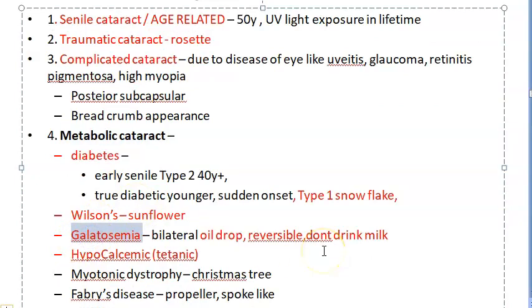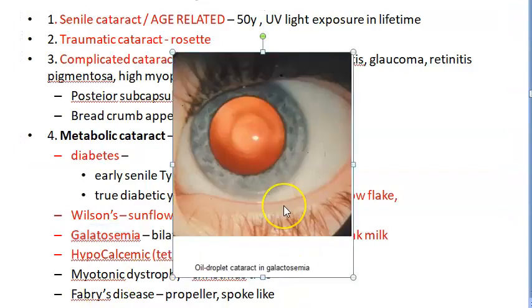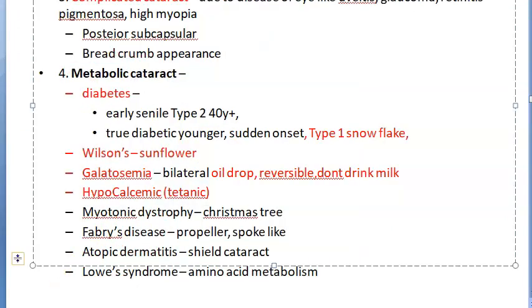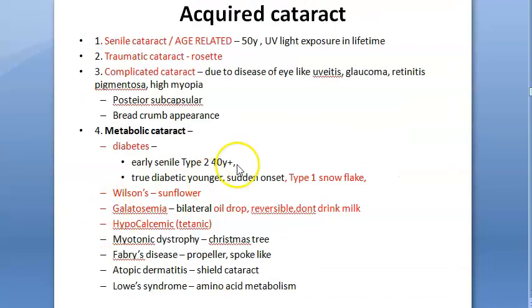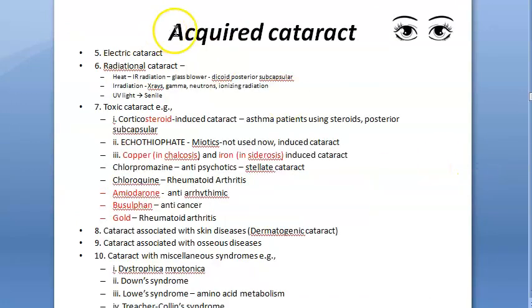Metabolic cataract you can have like in diabetes, Wilson's disease, galactosemia. Remember, galactosemia is because of what? They are intolerant to milk, isn't it? They can have this oil droplet, bilateral oil droplet cataract, okay? I'll show you that. This will be bilateral, remember, oil droplet cataract and galactosemia. It looks nice, right? Then guys, you can have hypocalcemic tetanic also, cataract, then myotonic dystrophy, Christmas tree-like appearance, etc. Lowe syndrome because of amino acid metabolism. So first slide of acquired cataract classification over. Let's move on to the second slide.